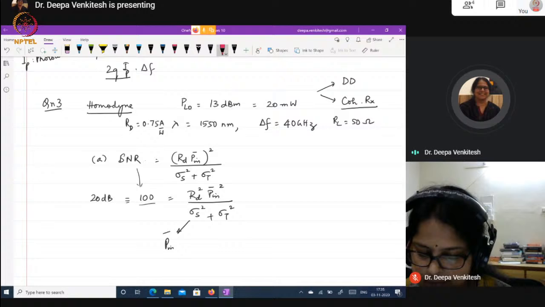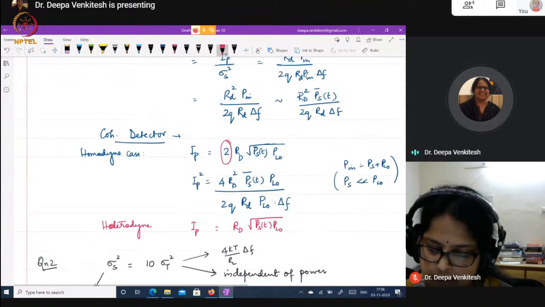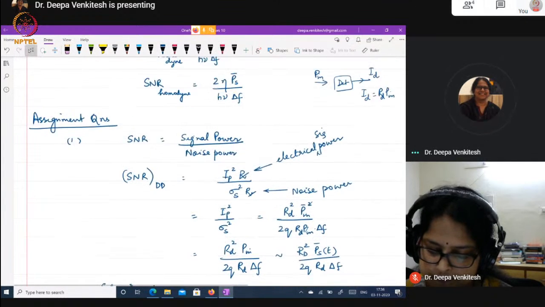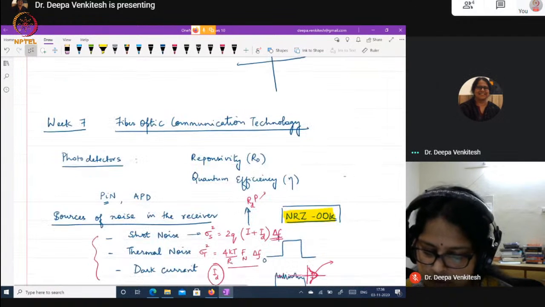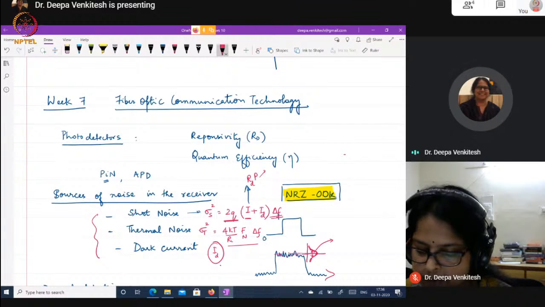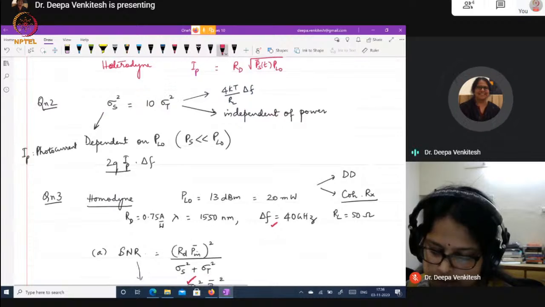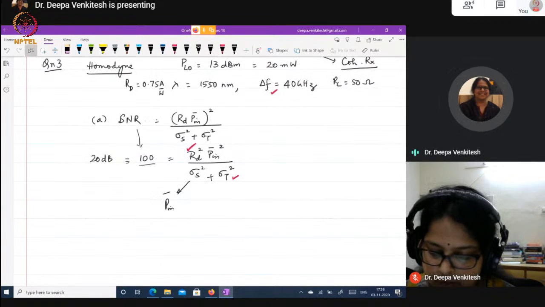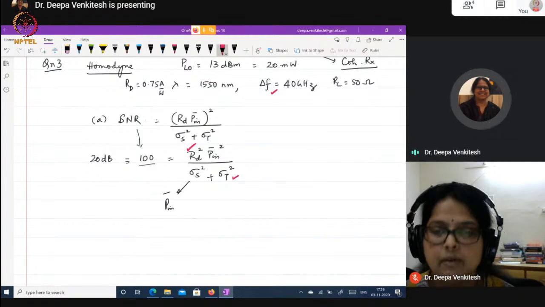So do we have all the data? We have RD, we have 4kT by R times delta F, and we know delta F. And sigma S squared, the shot noise, is 2q times I plus ID times delta F. Ignore the dark current, so it is just 2q times I times delta F. You know all these values, so it is a substitution to find out what the power required is.